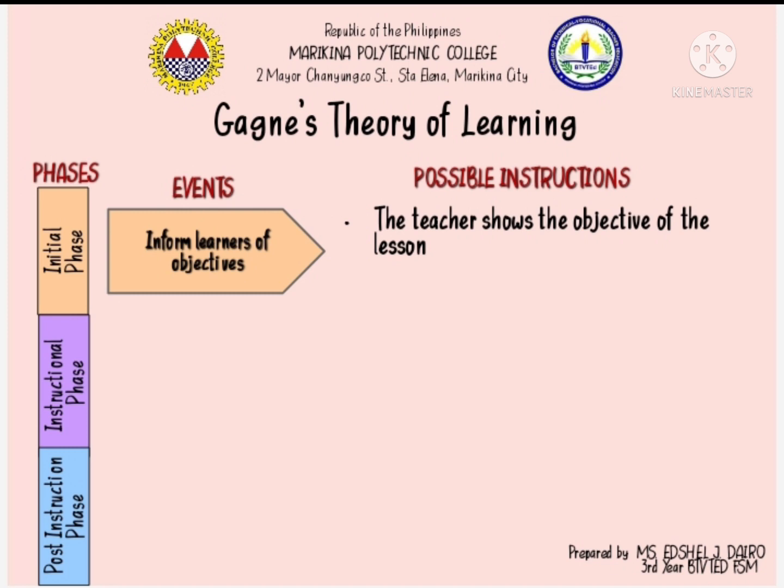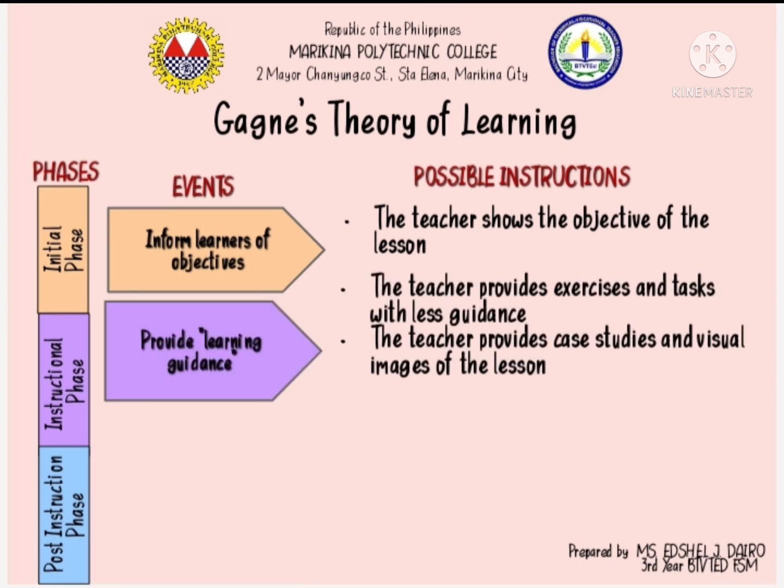The second event in the initial phase is inform learners of objectives. The possible instruction in this event is the teacher shows the objectives of the lesson to the students so that the students will know the lesson that you will discuss with them.